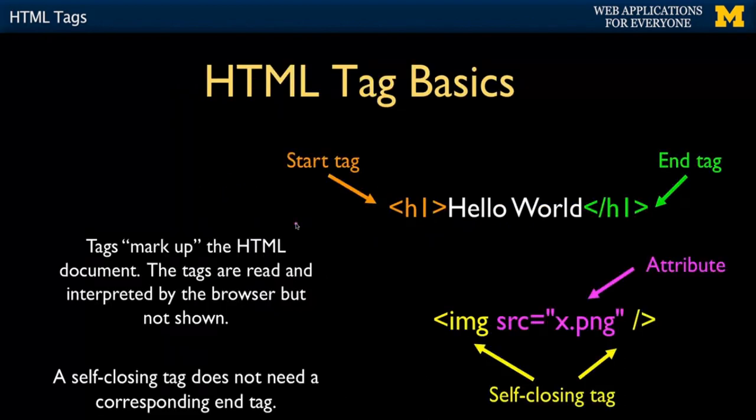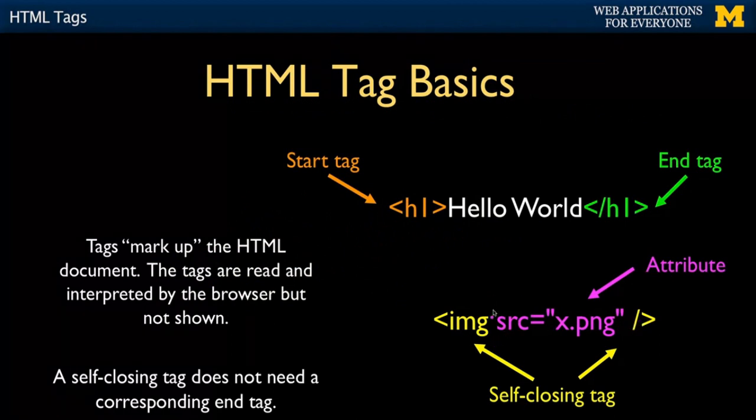Another thing you can have is attributes on a tag. These are called attributes. They're key value pairs. So this is an image tag. This is also a self-closing tag because this basically says wherever we're at, put this image here. And where do you get the source?